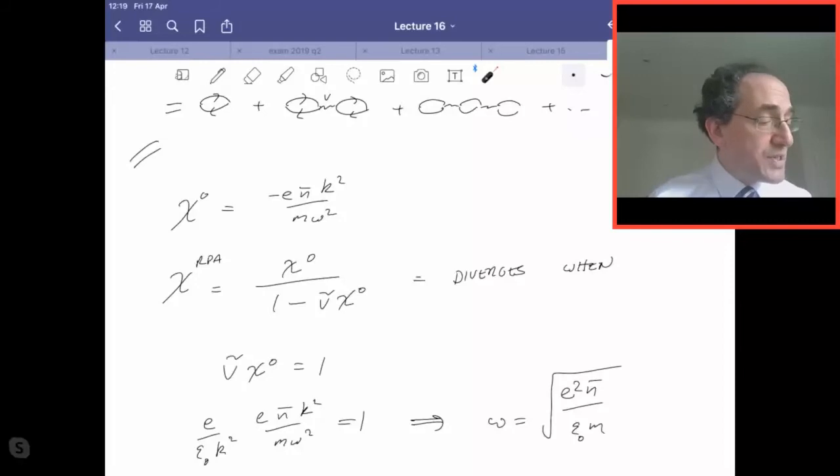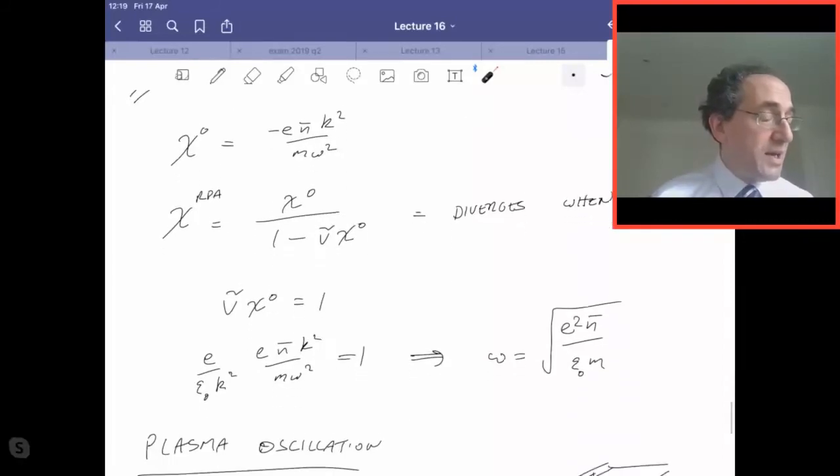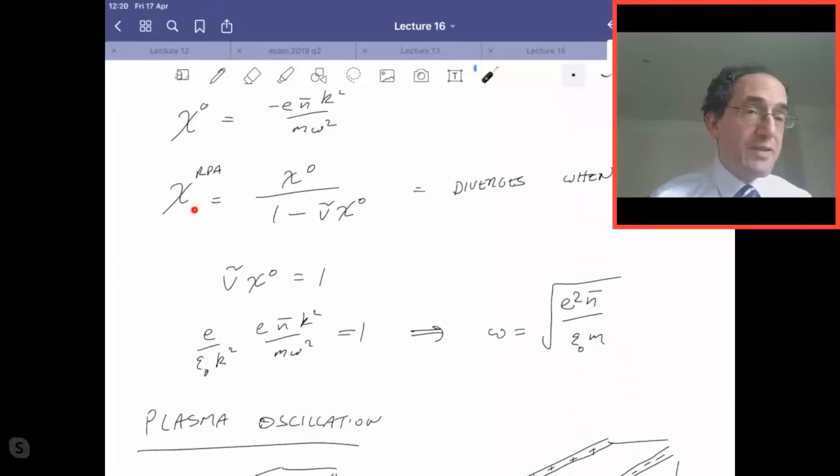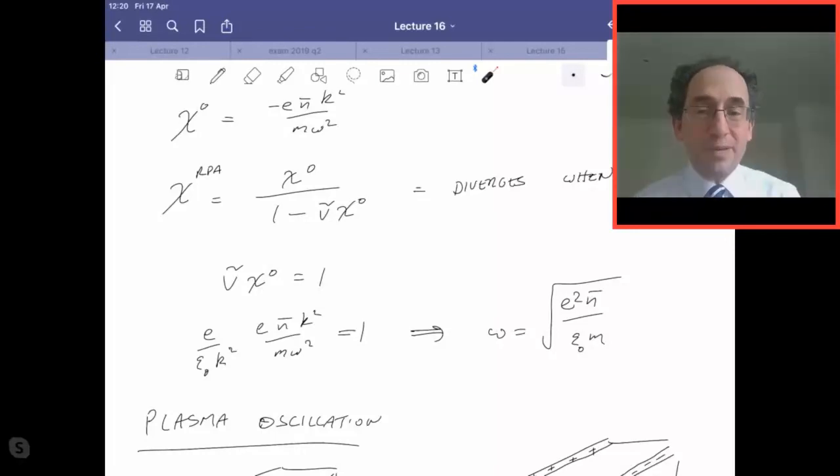The static version of the RPA response is actually exactly the Thomas-Fermi screening calculation that we did in the last lecture. Maybe that's a good exercise to convince yourself that this is really the dynamical version of Thomas-Fermi screening. Okay, we'll stop there and pick up again next time.